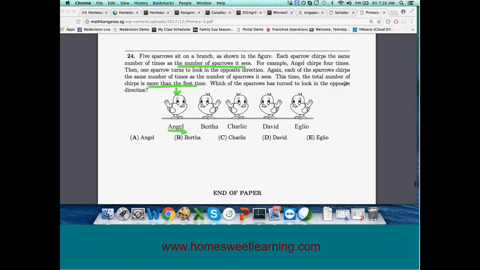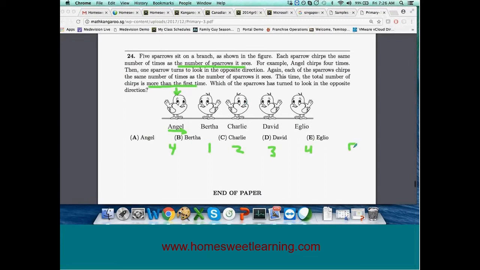Okay, so let's figure it out. So initially, the total number of chirps: Angel is looking this way, so she sees 4. So I'll put 4 here. Bertha is looking this way, so 1. Charlie, 2. David, 3. Eglio, 4.